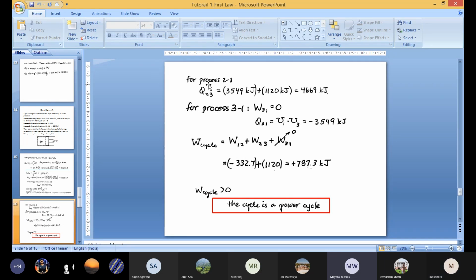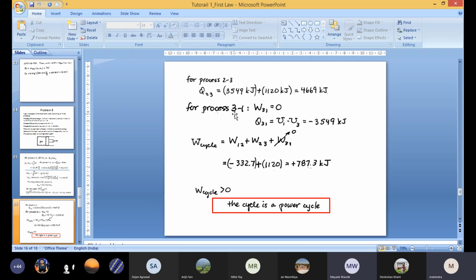Okay. Now process 2, 3. Is my slide clear? I'm in the next slide. Yes, sir. Okay, in the process 2, 3, again we have calculated our heat Q. Okay, fine. Now what is remaining? Process 3, 1 is remaining.